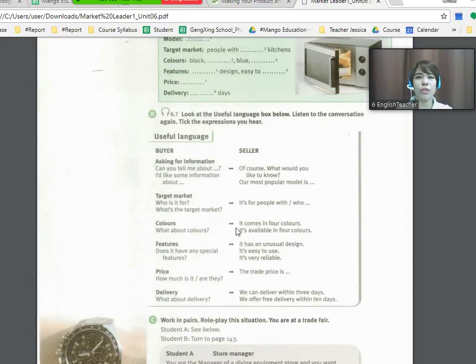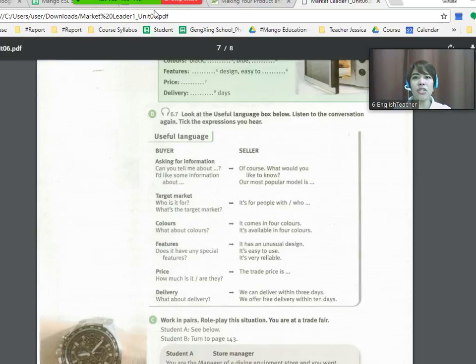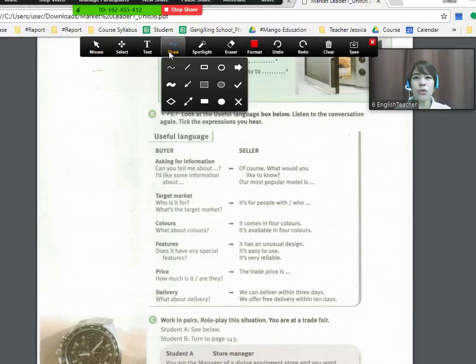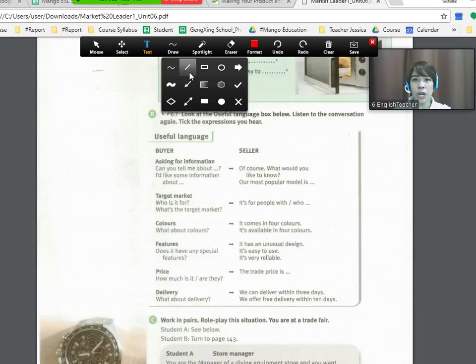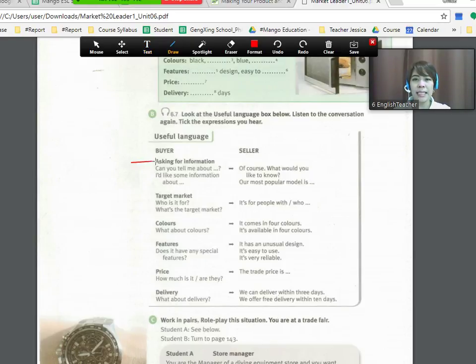Okay, now these are the useful language. For today, we are going to learn the useful language in the useful language box below. We are going to read and we are going to learn more about the languages that buyers and sellers say. For example, asking for information: Can you tell me about? I'd like some information about. So when you want to ask for information, these are the useful expressions that you can say when you are asking for a product.